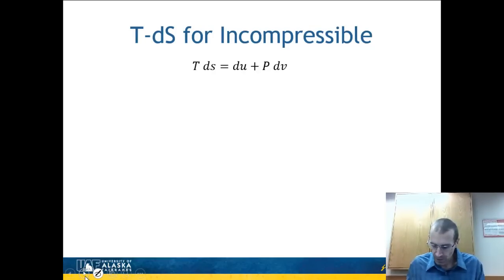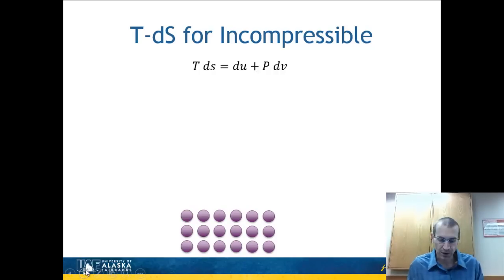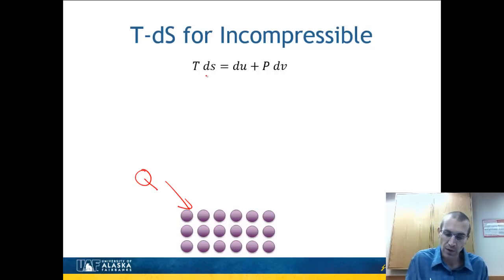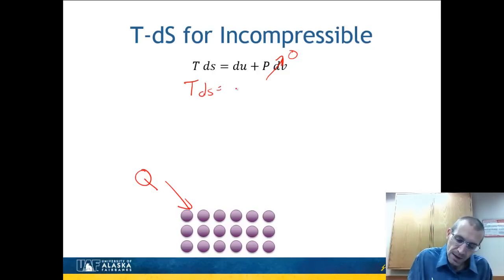So here's my incompressible material. I've got it drawn up here as a bunch of individual molecules. And if I was to go ahead and add some heat to it, say some Q, what I end up doing is changing its entropy. We know that if we add heat, we change the entropy of things. But if this is incompressible, the volume wouldn't change. So if I look up here, this dV term is going to be 0. So I can go ahead and just cancel that right out. And I end up with now simply TdS is equal to dU.